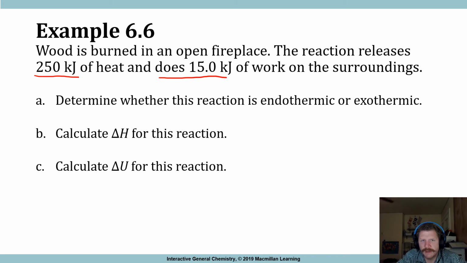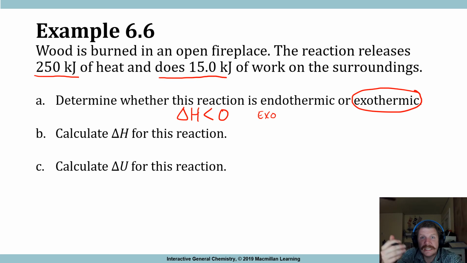Okay, so what we have here is a couple of things going on. The first thing is that we've got heat coming from our reaction. And so heat is going to be transferred from the system to the surroundings. So our delta H is less than 0. In fact, it's 250 kilojoules. I'm going to go ahead and circle it rather than write it. This is an exothermic reaction. It's releasing heat to the surroundings. Okay, so that's question A.